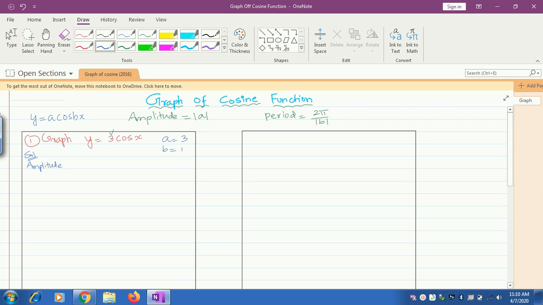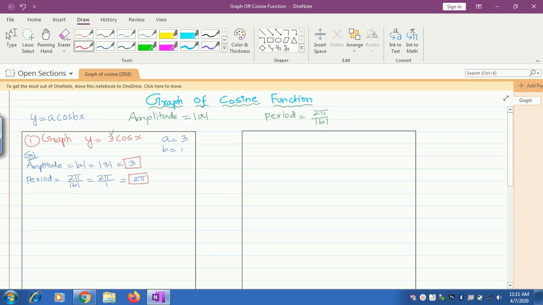Amplitude is equal to absolute a, which is equal to 3, and the period is 2 pi over absolute b, which is 2 pi over b. What is the b value? It is 1, so the answer is 2 pi. So I got the amplitude and period. This is the same technique we will follow.